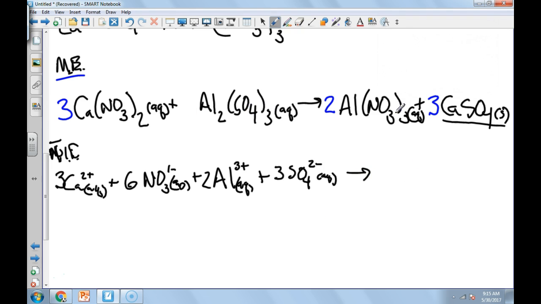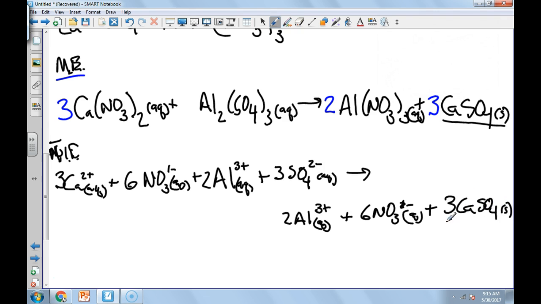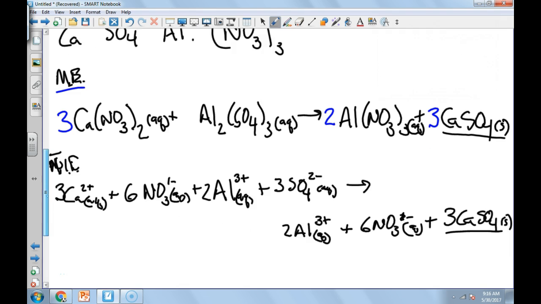Okay, so we do the same thing over here. I'm going to end up running out of room. So we have 2 aluminum 3 plus aqueous, plus, now, same thing, we have 3 nitrates in every aluminum nitrate, and there's 2, so we're going to have 6 nitrates, NO3 minus aqueous, plus, now the solid doesn't dissolve, so it's just going to be CaSO4 solid, underline. So that's the total, what we call the total ionic equation.